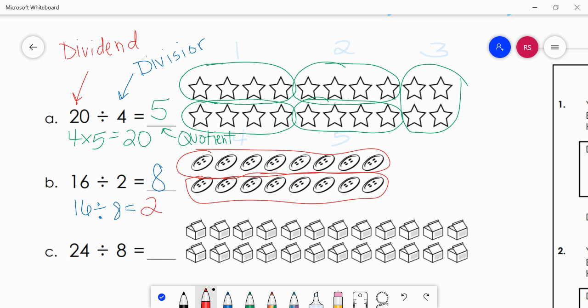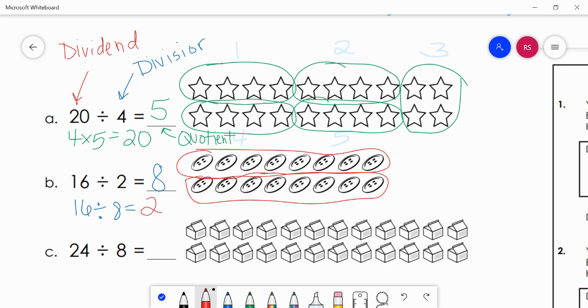All right, and then the last one, letter C, I encourage you to go ahead and pause the video right now and do this one on your own. You don't have to draw out milk cartons. If you just want to draw little circles or stars or tally marks, and solve for what 24 divided by 8 would be. And then I want you to think about what multiplication fact helped you in solving this problem.